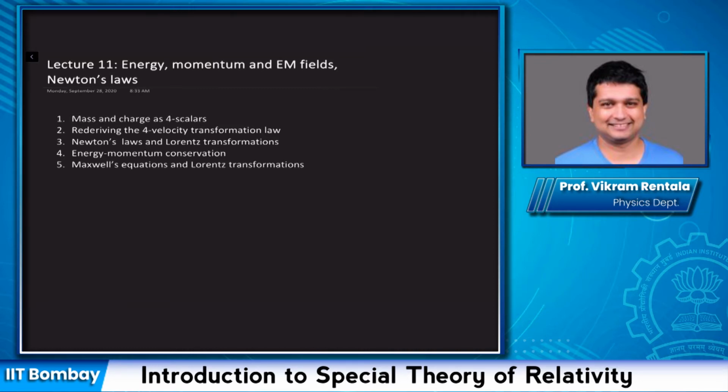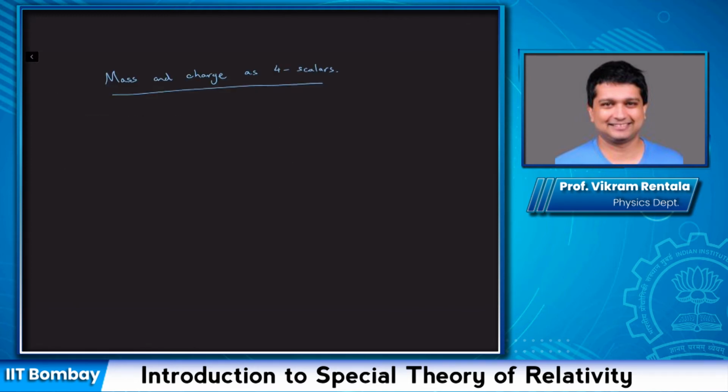Okay. So this leads to the famous equation, probably the most famous equation in physics, E is equal to mc square, which just tells us that mass is a form of energy. So we'll discuss some implications of this result when we get to this section. And finally, we'll talk about Maxwell's equations, and we will show how they are compatible with Lorentz transformation. So the first thing we'll discuss is how mass and charge can be thought of as four scalars.